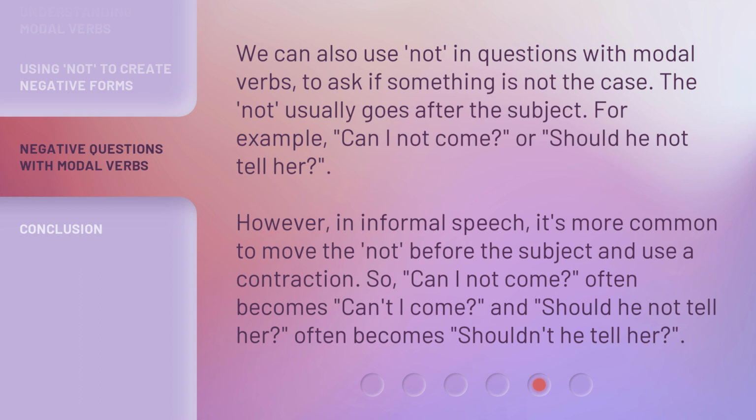However, in informal speech, it's more common to move the not before the subject and use a contraction. So, can I not come? Often becomes, can't I come? And, should he not tell her? Often becomes, shouldn't he tell her?